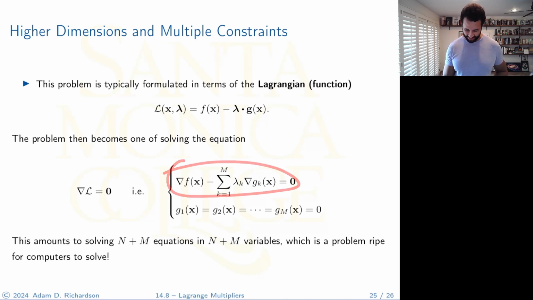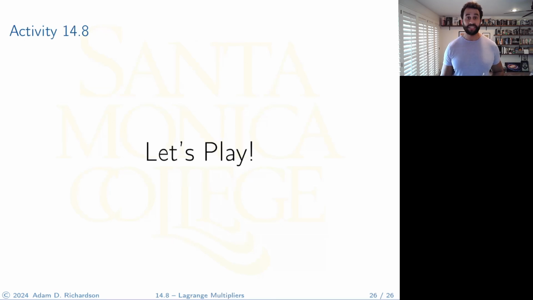This, with this condition right here. And what does this amount to? This amounts to solving n plus m equations in n plus m variables, which again is a problem ripe for computers to solve, you know what I mean? We don't want to do this by hand, but it is nice to know the formulation of the problem. All right, on that note, let's play.